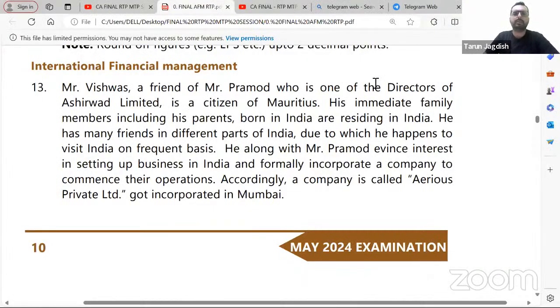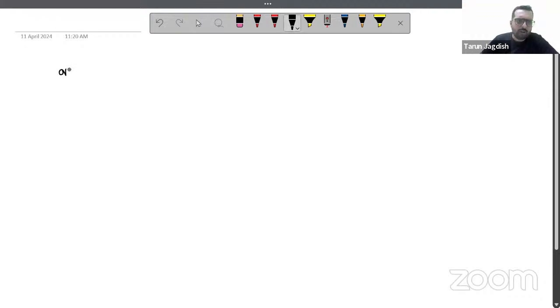Okay. Question number 13. Mr. Vishwas, a friend of Mr. Pramod, who is one of the directors of Ashirwad Limited, is a citizen of Mauritius. I think we'll have to understand these people now. We have one fellow called Vishwas.